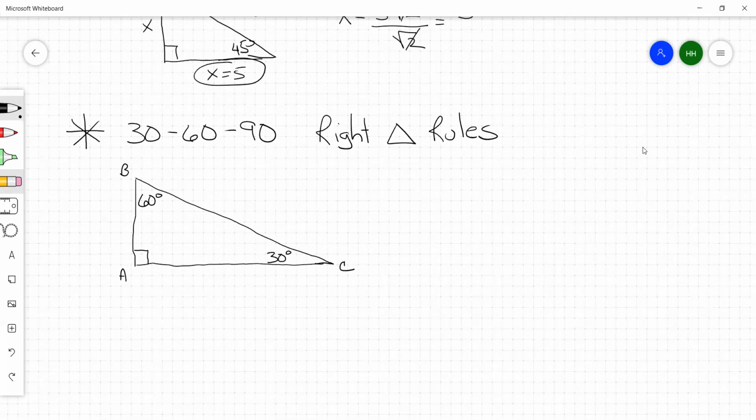Here's the deal on the 30, 60, 90. Do you see the leg across from the 30-degree angle? The leg across from the 30-degree angle, that's called the short leg. The leg across from the 60-degree angle, that's called the long leg. And the side across from the 90 is always called the hypotenuse.